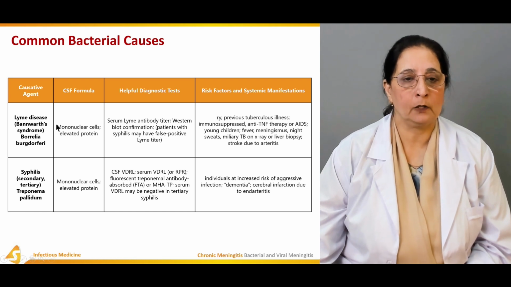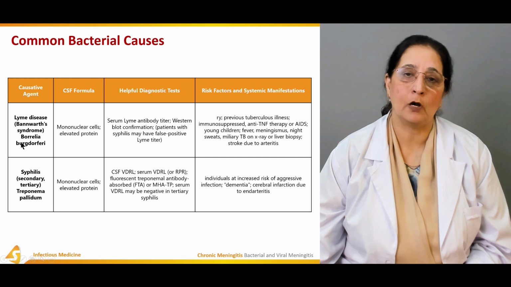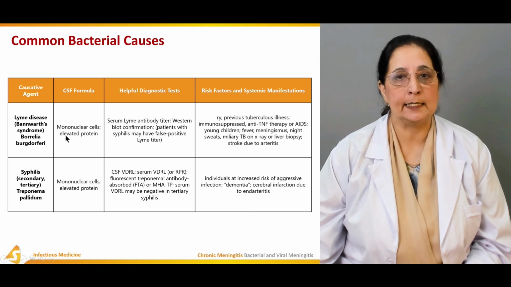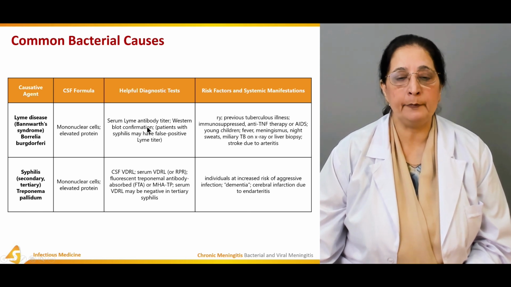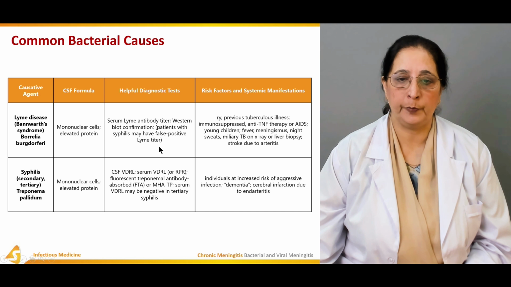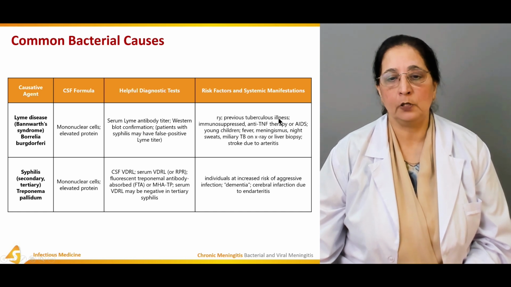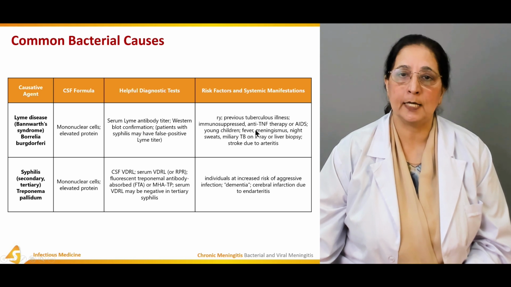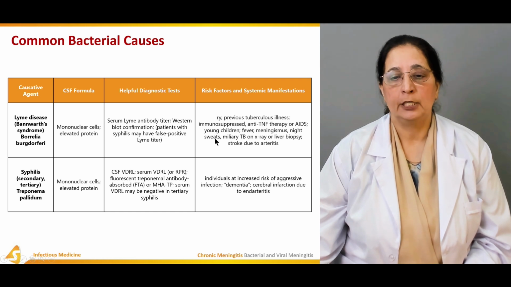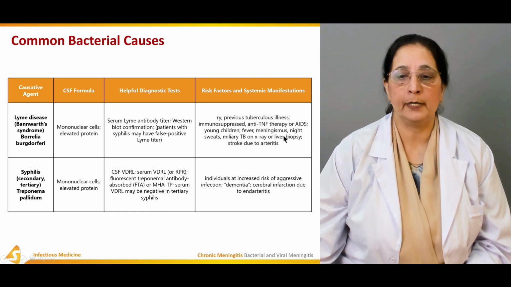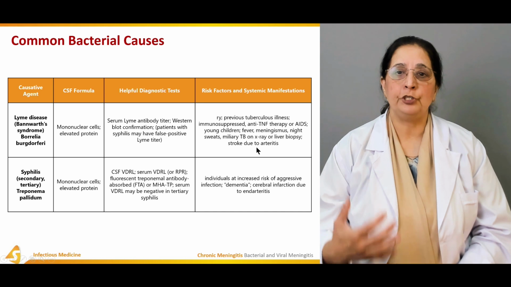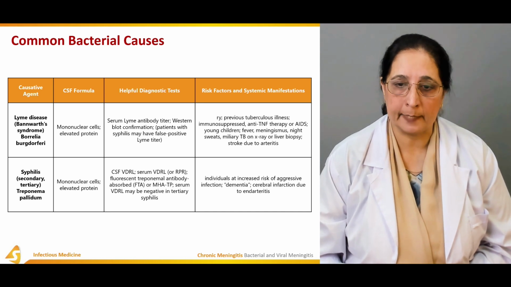Then some other causative agents. We have Lyme disease caused by Borrelia burgdorferi, from a tick bite, with mononuclear cells and elevated protein. Serum Lyme antibody titer and Western blot confirmation should be done. Previous tuberculous illness, immunocompromise, anti-tumor necrosis factor therapy or AIDS, young children, fever, meningismus, night sweats, miliary tuberculosis: all these are features present in patients with the Lyme disease.